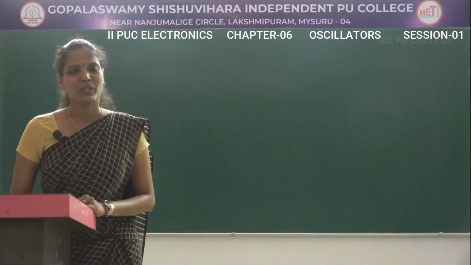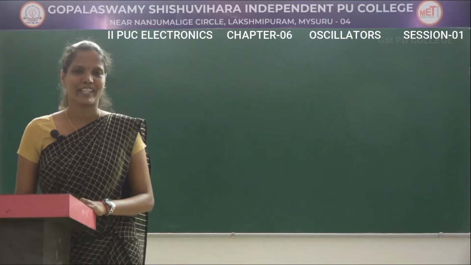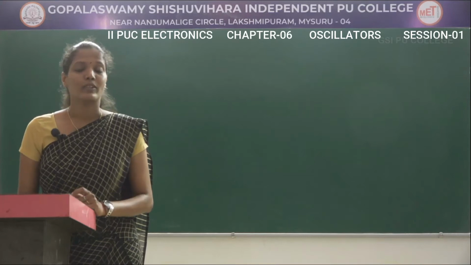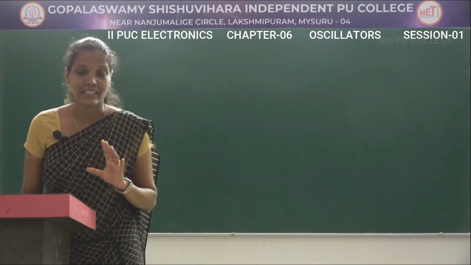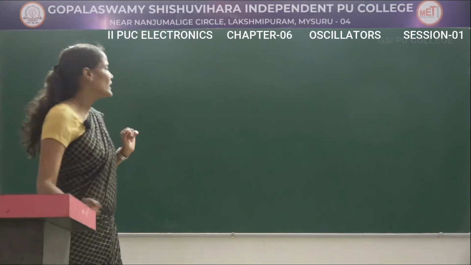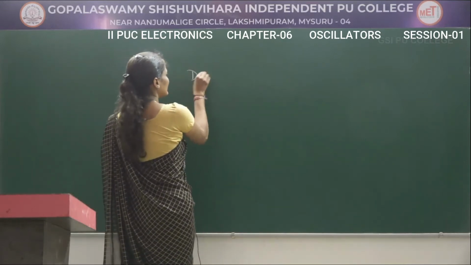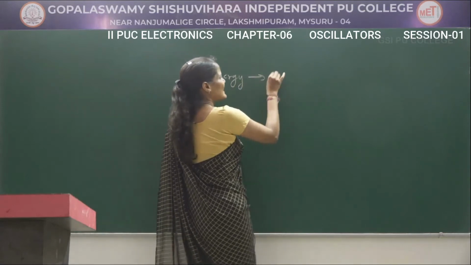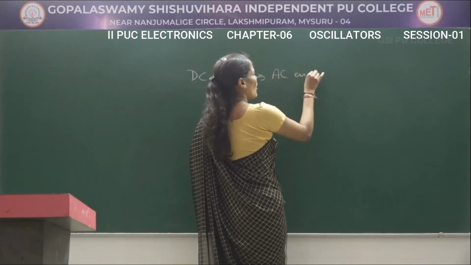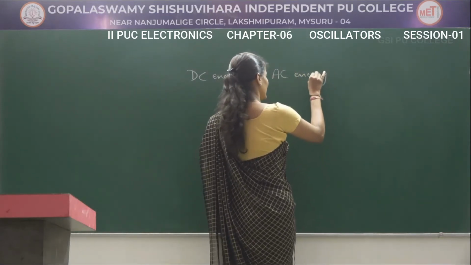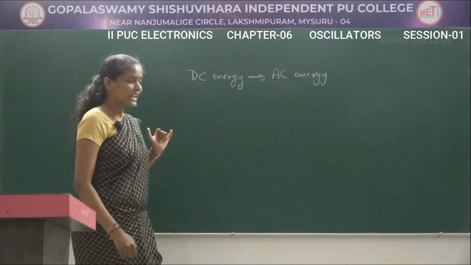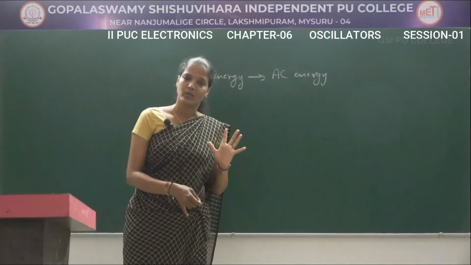In today's session, we will be starting with a new chapter of our second PUC electronics syllabus, that is oscillator. What is an oscillator? An oscillator is nothing but an electronic circuit which is used to convert DC energy into an AC energy of desired frequency. We know that DC does not have any kind of frequency, whereas AC has a frequency.